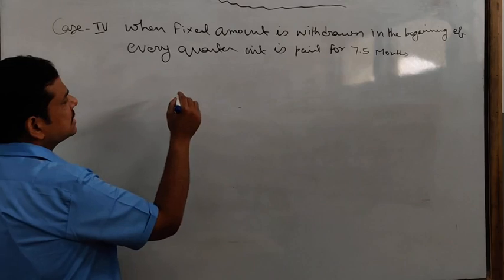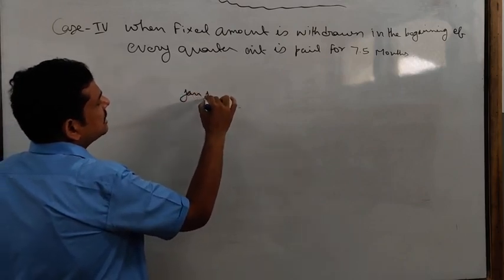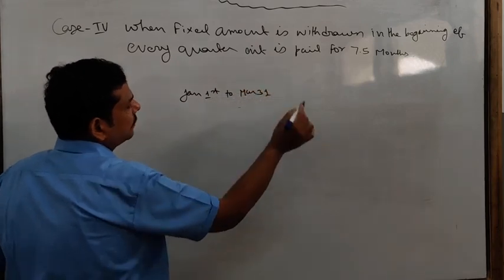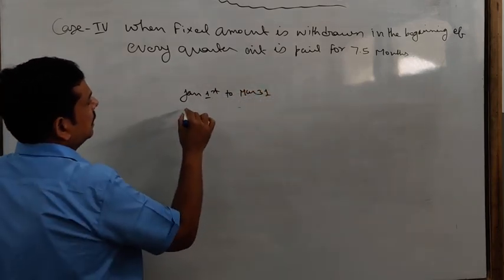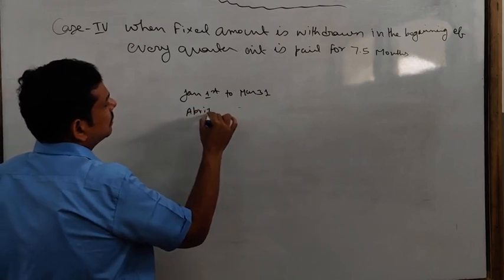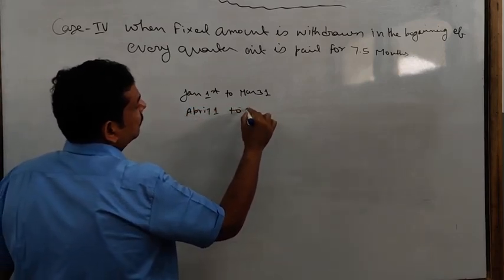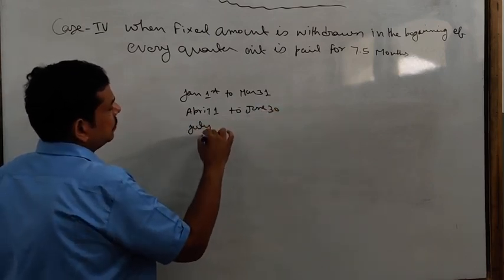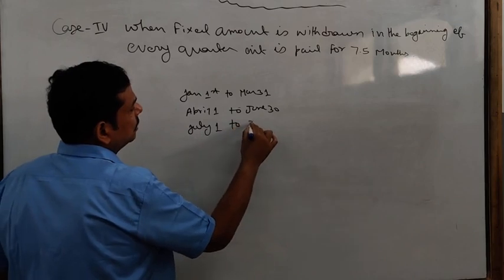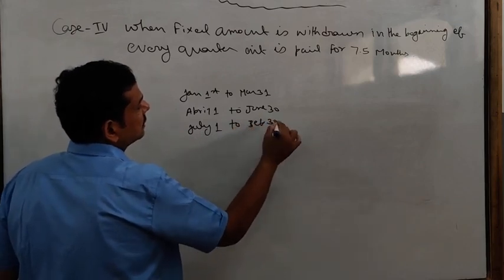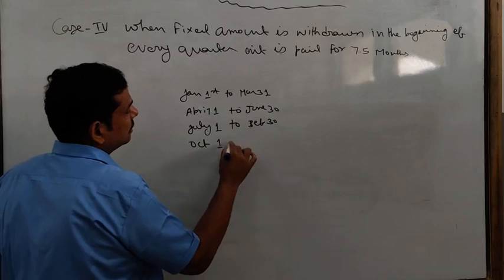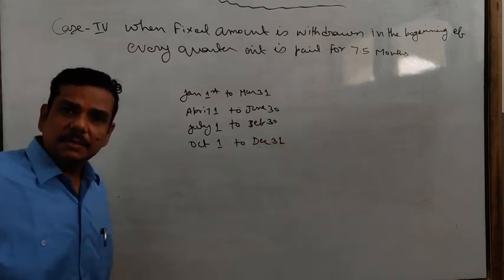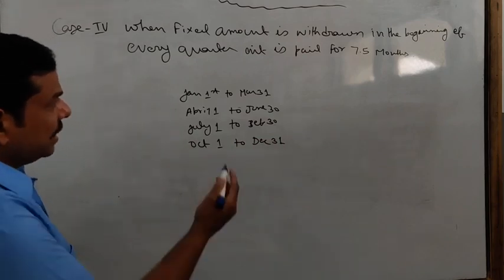So see how many quarters are there. See, from January 1st to March 31st, that is your first quarter. Then April 1 to June 30, clear? Second quarter. Then July 1 to September 30th, and again October 1 to December 31st. As you pay a quarterly fees, it's like that only. So what is our formula?